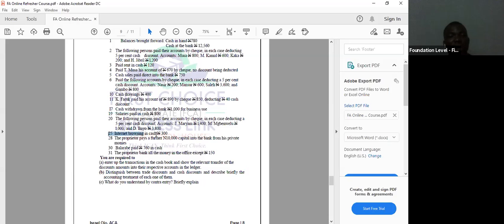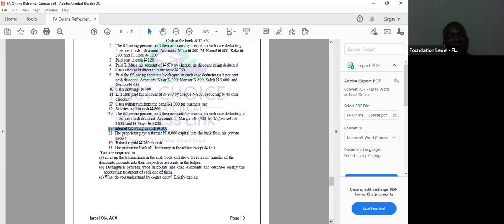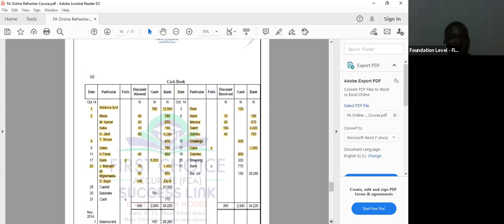Internet browsing in cash. Now, internet browsing in cash is 300. What does it mean? It means that the cost of browsing on the internet is 300, which means that we pay for that internet browsing with cash. And it means if cash is given, we are expected to credit the cash column. And that is why we are having it on the credit side.